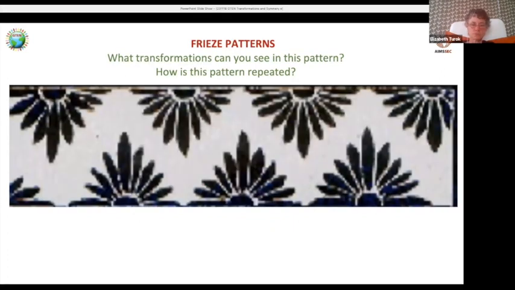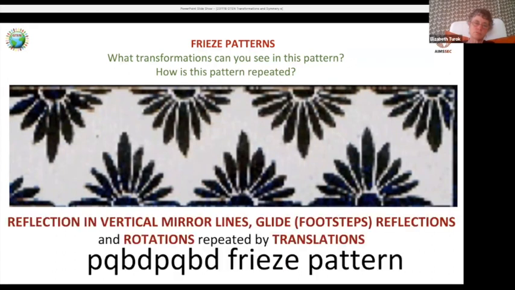And what about this one? Have a look at it, see what mirror lines you can see, if you can see any reflections or glide reflections. Can you see any rotations? What can you see? So there's a vertical mirror line. If you take half of these petals here, then there's a vertical mirror line that reflects that to that. And everything on this side would be reflected and go over to that side, and we can't see the rest of the strip, but we can imagine it going on and on forever.